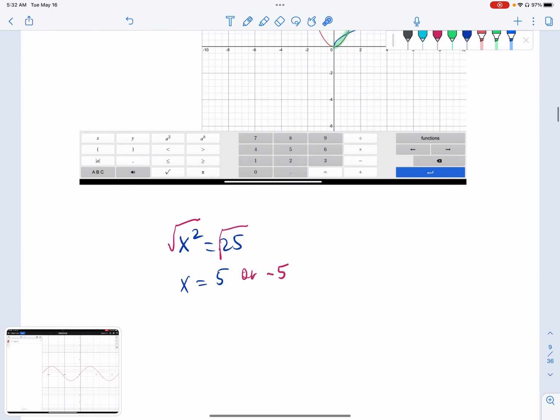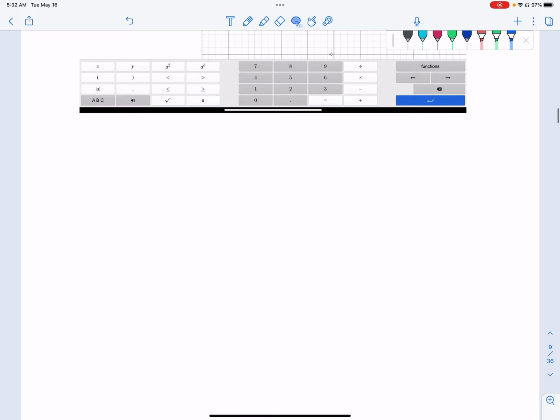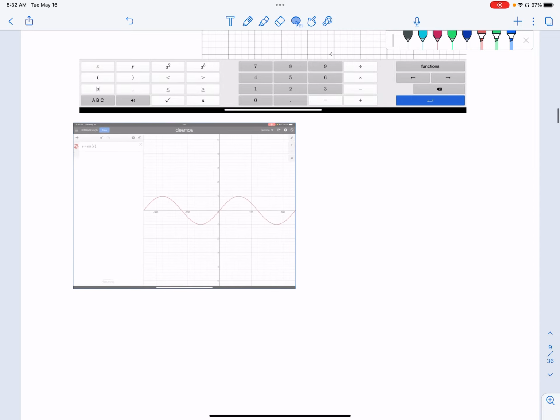So I'm going to swipe this picture and bring this right over here. Let's get rid of this garbage. Okay, that's good. And then insert.